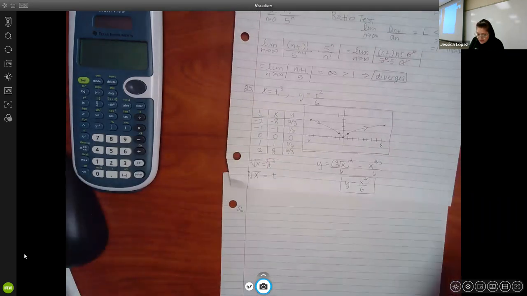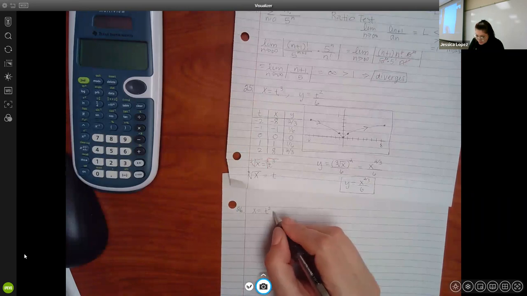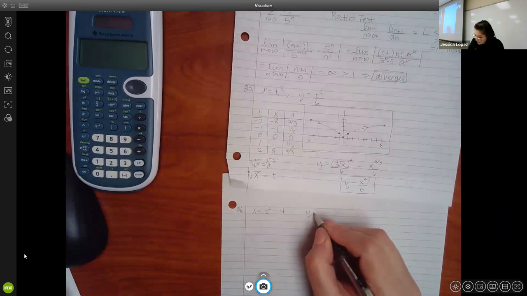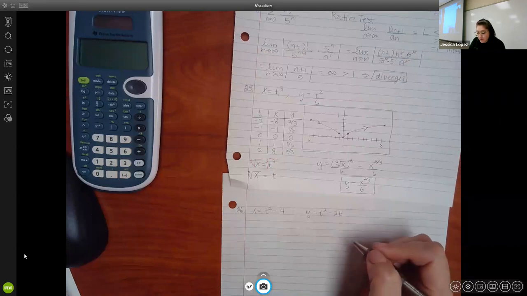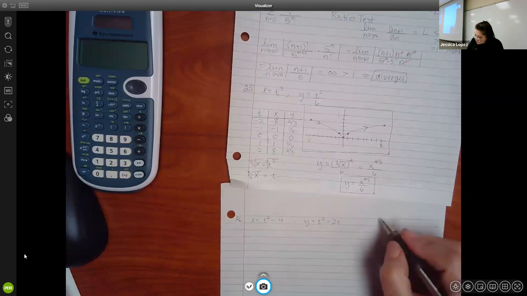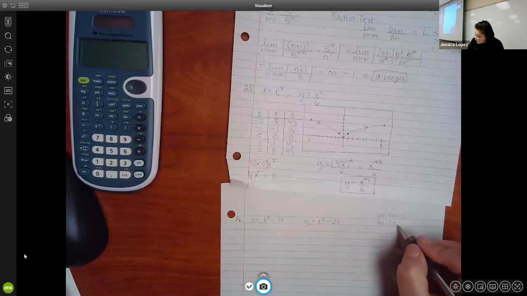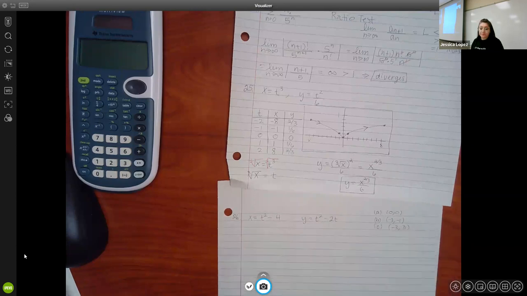Okay, so when I write this, I'm going to write my two functions, and then I'm going to write those points. The directions were to find an equation of the tangent line at each of these three points. The first one was 0, 0. The second one was negative 3, negative 1. And then the third one was negative 3, 3.